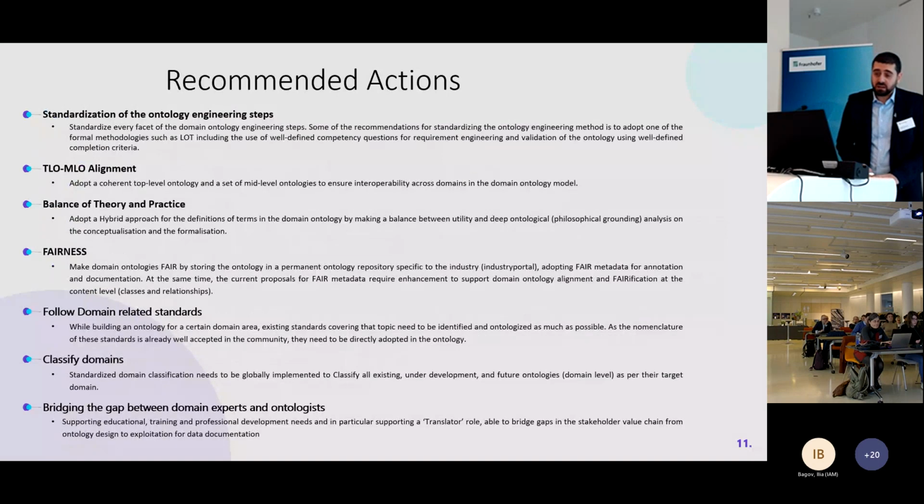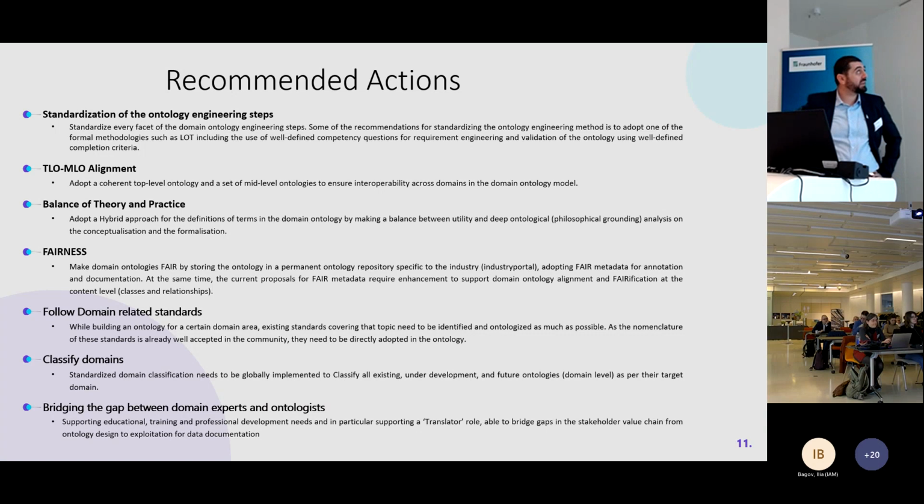So regarding all of these gaps, we addressed some recommended actions regarding the standardization of ontology engineering steps. This is also an amazing point, because when we develop a product, usually we follow an engineering process, and we are wondering why, when we develop ontologies, people don't follow a process. There is an engineering process behind that. So we recommend that we standardize ontology engineering steps. And this is what we are doing with the methodology and the engineering steps in OntoCommons.